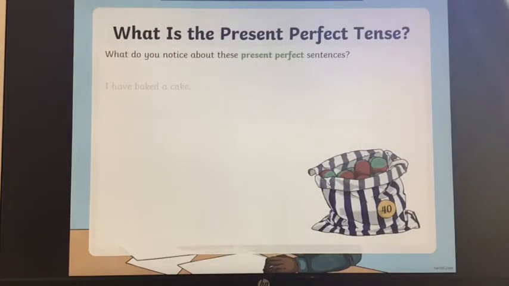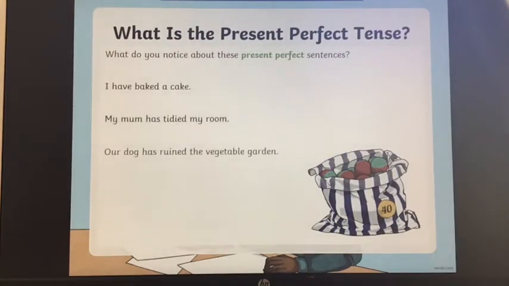So let's have a look at 4 sentences that are written in the present perfect. I have baked a cake. My mum has tidied my room. Our dog has ruined the vegetable garden. We have eaten all the sweets. What do you notice about these present perfect sentences? Look at the words highlighted in pink. Stop the video and jot down your ideas.